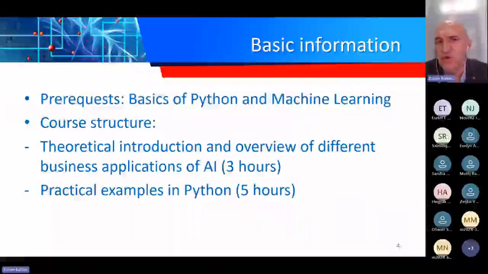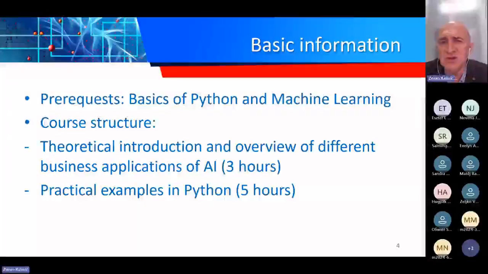As a prerequisite to follow this course, you should have some basic knowledge of Python and machine learning. As far as I know, you had some previous courses where you have studied some Python and some machine learning methods. So I guess that will be enough to follow this course. This course comprises 8 hours, out of which 3 hours will be theoretical introduction given by me. So today we will have 2 hours, and on Thursday we will have an additional hour.